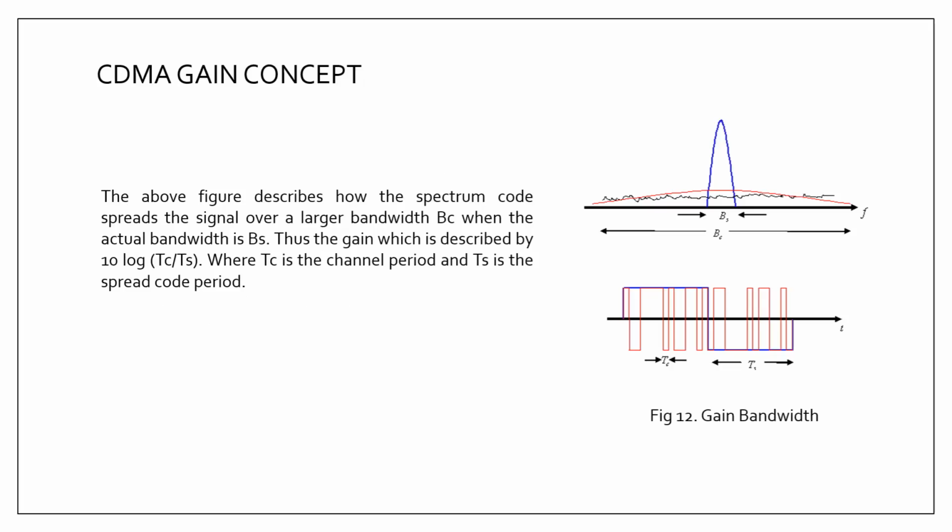Coming to the CDMA gain concept, we can see from figure 12 that the spectrum code spreads the signal, which has a bandwidth of Bs, over a bandwidth of Bc. The gain, which is defined by 10 log Tc/Ts, is high, where Tc is the channel period and Ts is the spread code period.